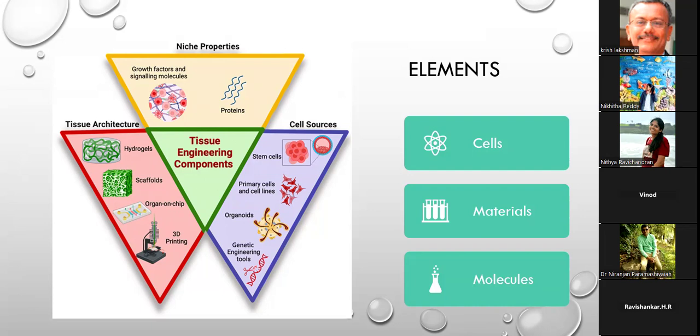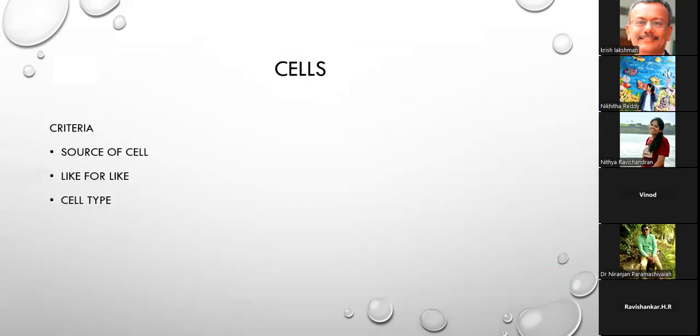One is the cell for the replacement or for the regeneration. Second thing is the positioning of the cell, like a vehicle to transmit into the body. And the third thing would be the inducing substance, that is the molecule. First, we're going to talk about cells.